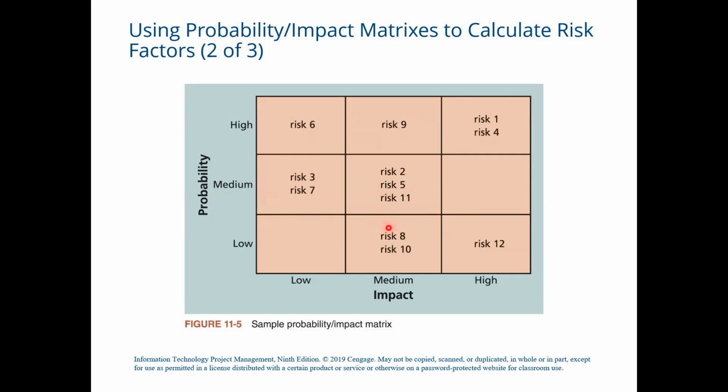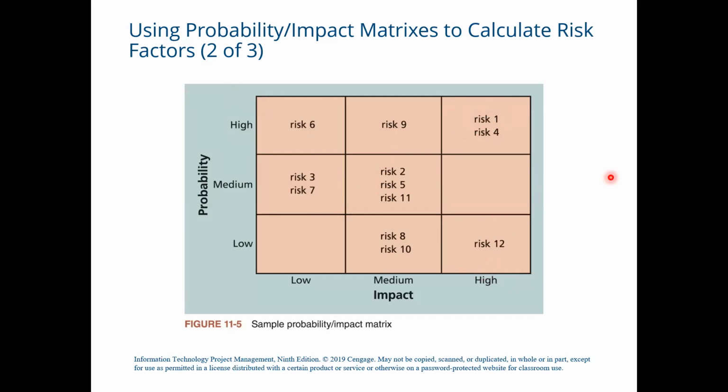So the team should focus on risks that fall in the high section of the probability and also the high section of the impact, like risk 1 and risk 4. This is another way.